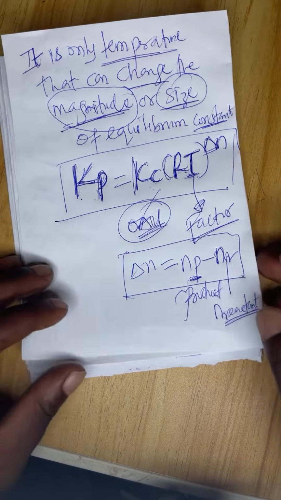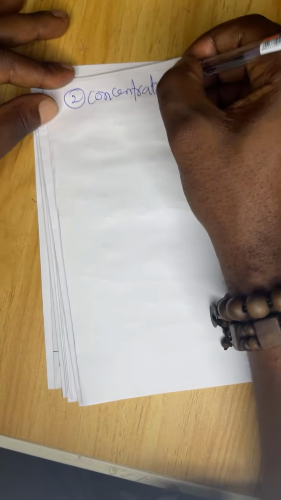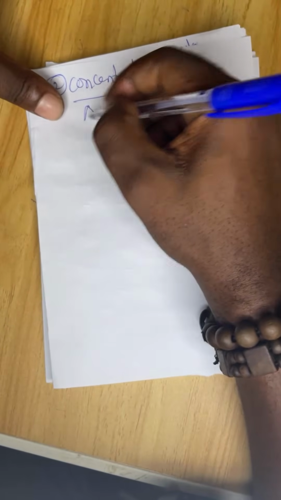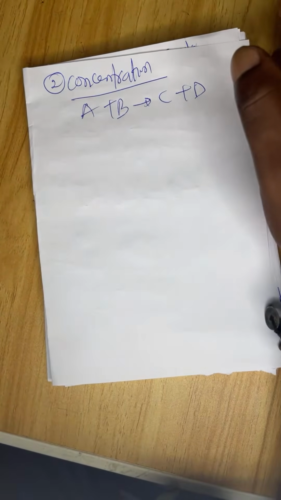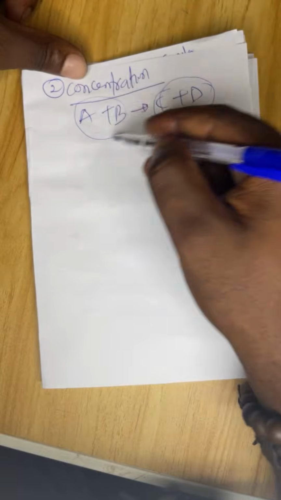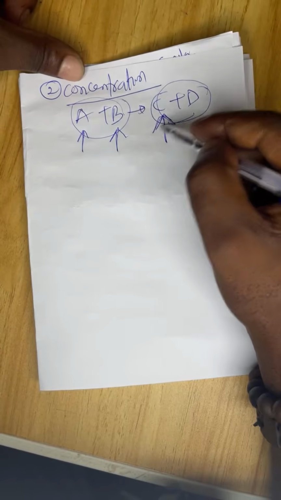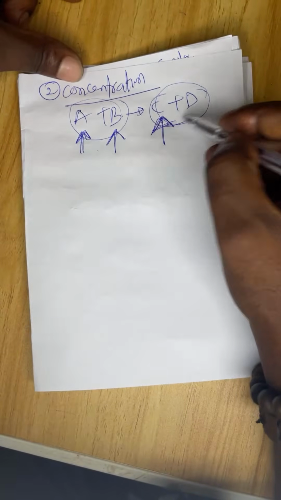Okay, now let's continue. The next one is concentration. This one is straightforward. If you have A and B to give C and D, it's as simple as ABC. If you want more of the product, what do you do? You increase the reactant. So an increase in concentration of A and B will favor the forward reaction.